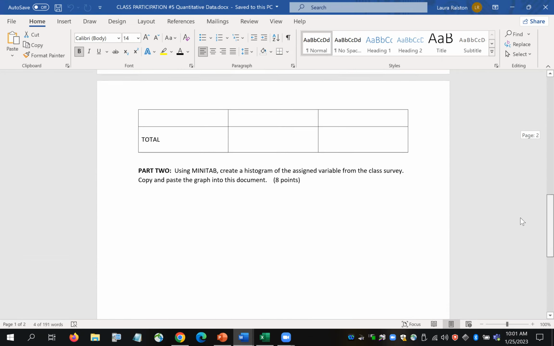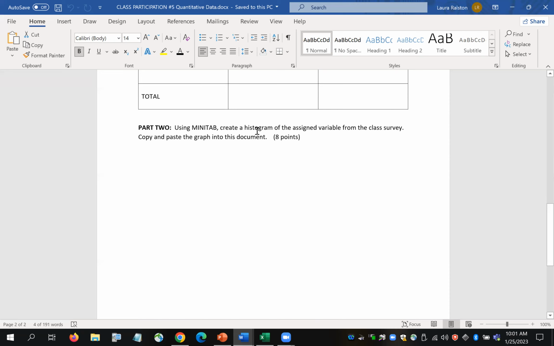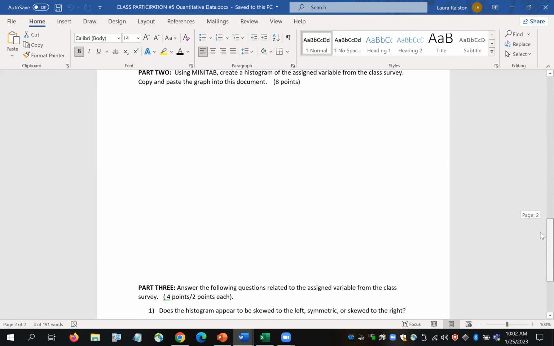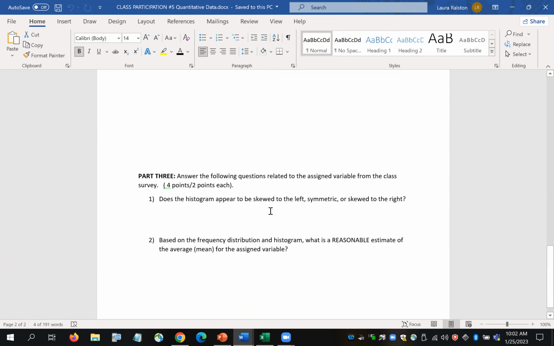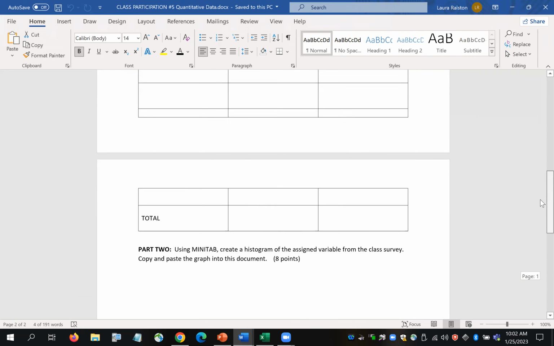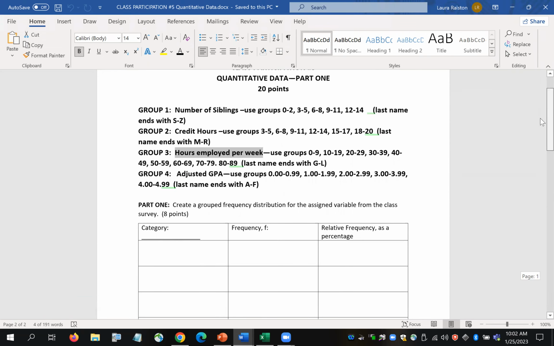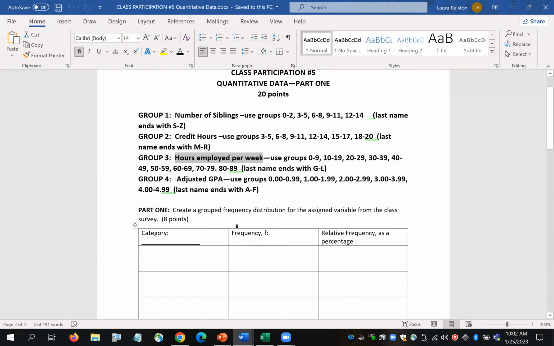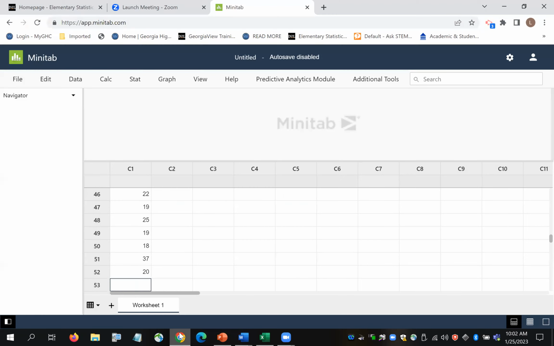Then you're asked to create a histogram in Minitab. So I'm about to show you how to do that. And then you have to answer some questions about whether the histogram is skewed left or skewed right, and then make a reasonable estimate of the variable. What do you think is the average number of hours that students work? So you need to know how to create a histogram in Minitab.